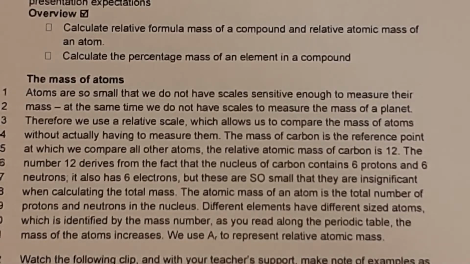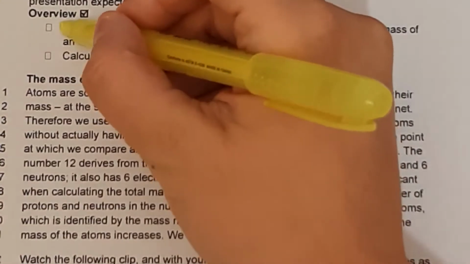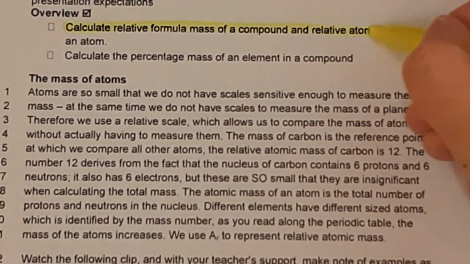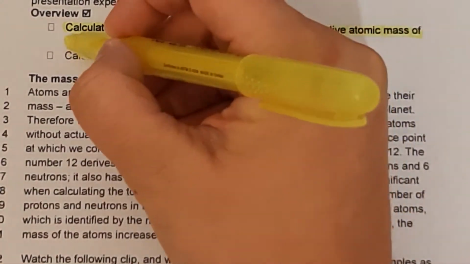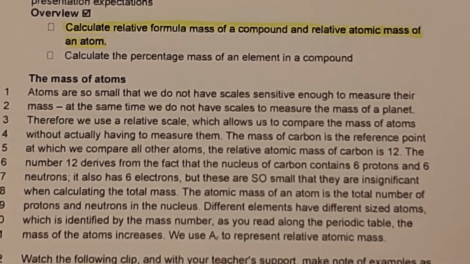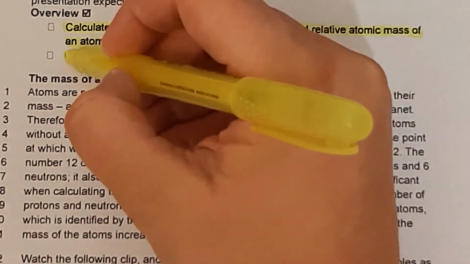Okay, so today we are going to be able to calculate the relative formula mass of a compound and the relative atomic mass of an atom. So by the end of the lesson we should be able to do this. We're going to calculate the percentage mass of an element in a compound.